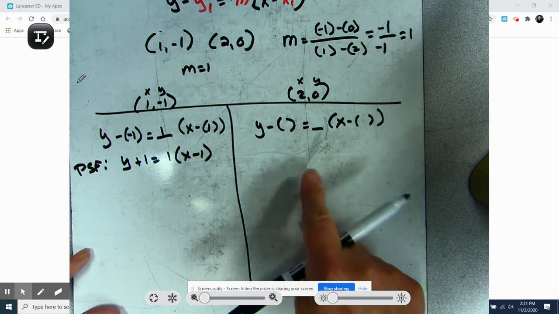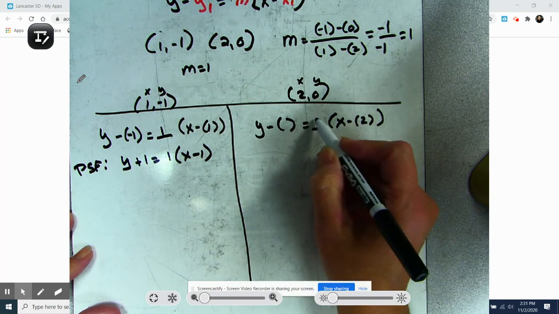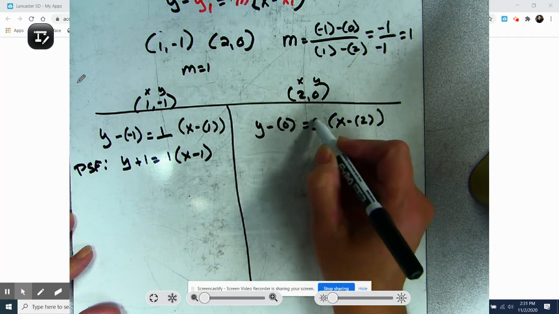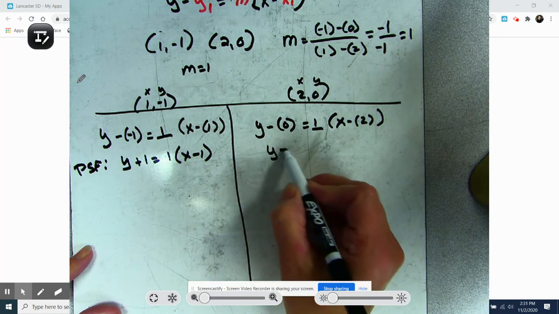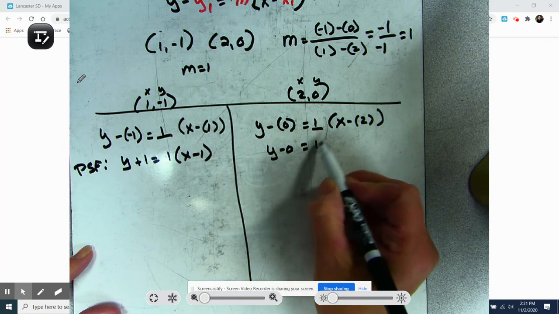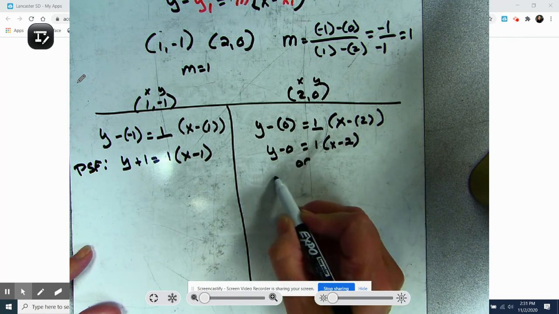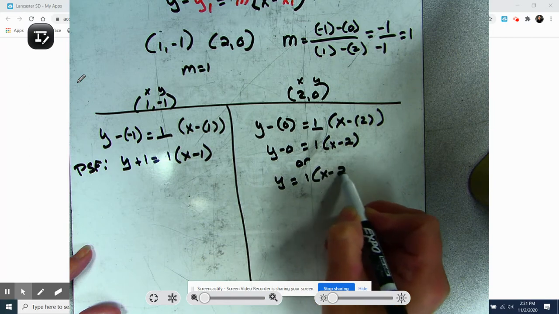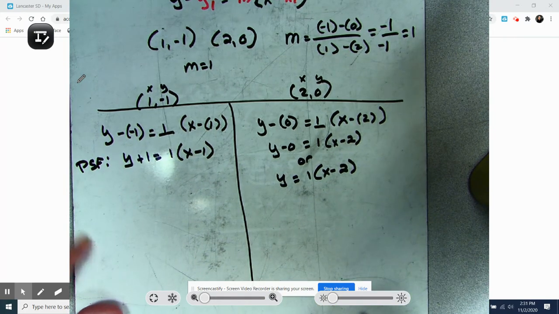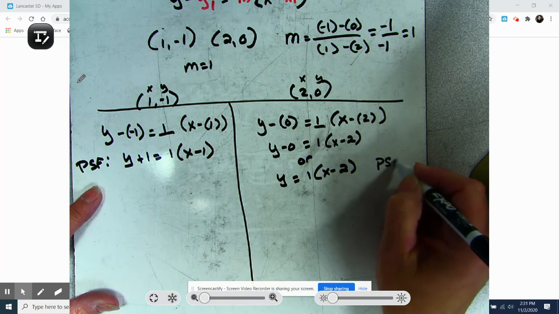Okay, well, that's not what we're going to get if we do it over here, because we're going to get the 2, the 0, and the 1. And this is going to be y minus 0 equals 1 times x minus 2, or y equals 1 times x minus 2, because we don't need that 0. And this would be point slope form.